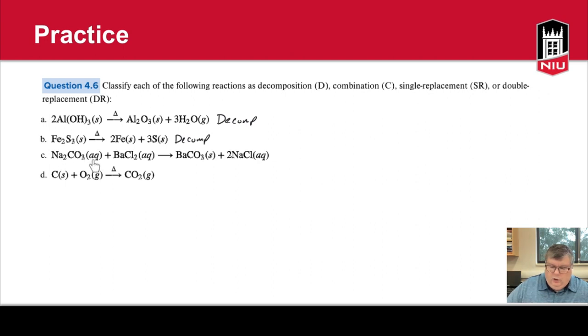Here we have two compounds reacting to form two compounds. Now notice the Na switches with the Ba and the CO3 switches with the Cl to form NaCl and BaCO3. So this is a double replacement reaction. And finally, we have two things becoming one. This is a synthesis.